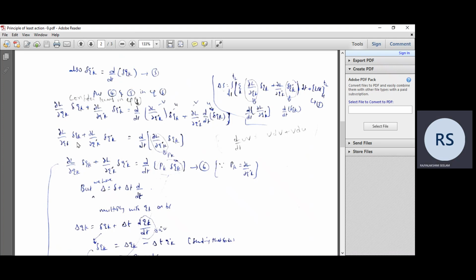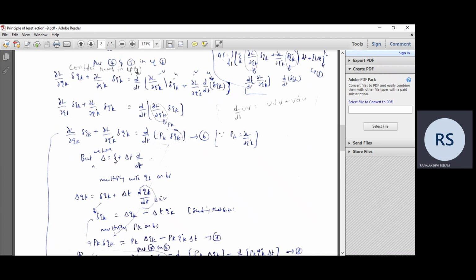So ∂L/∂qk δqk plus ∂L/∂qk dot δqk dot equals d/dt. Again, ∂L/∂qk dot is nothing but pk. We are rewriting this with pk into δqk as it is. And already we have δ equals δ plus δt into d/dt.